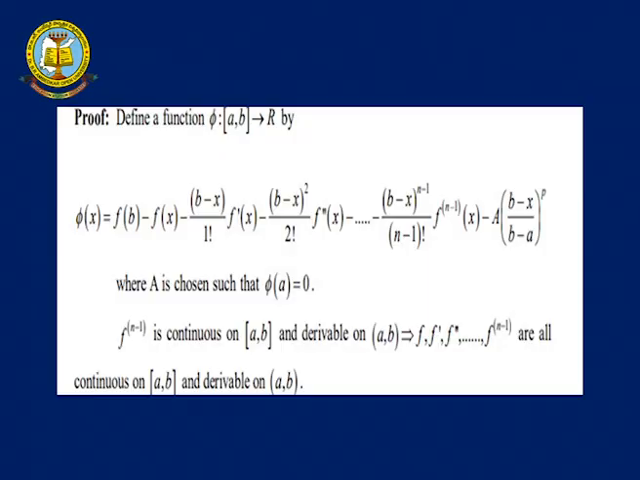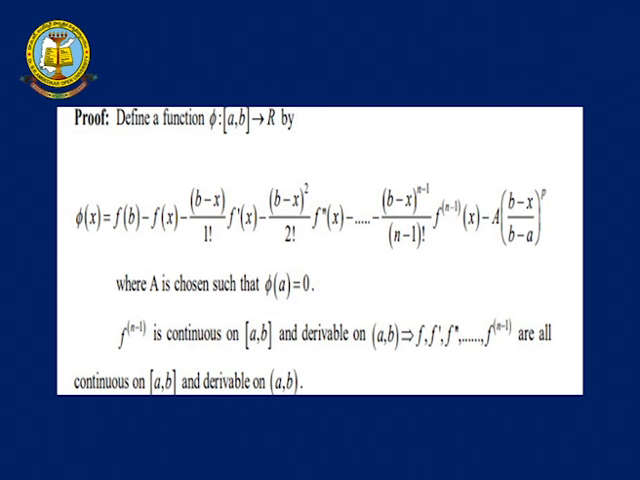We can define a function phi from [a, b] to R, defined by phi(x) equals f(b) minus f(x) minus (b minus x) by 1 factorial into f dash of x minus (b minus x) whole square by 2 factorial into f double dash of x, and so on, minus (b minus x) whole power n minus 1 by (n minus 1) factorial into f^(n-1) of x, minus ((b minus x) by (b minus a)) whole power p into A.